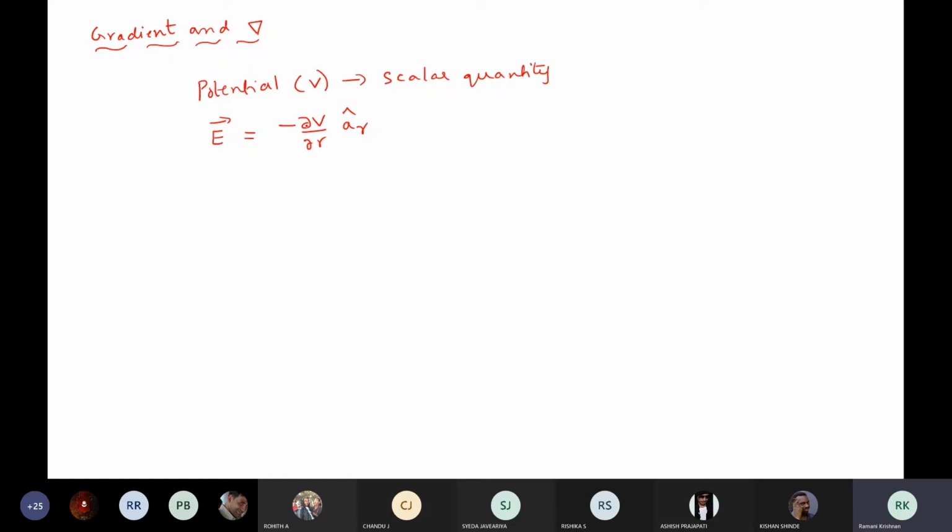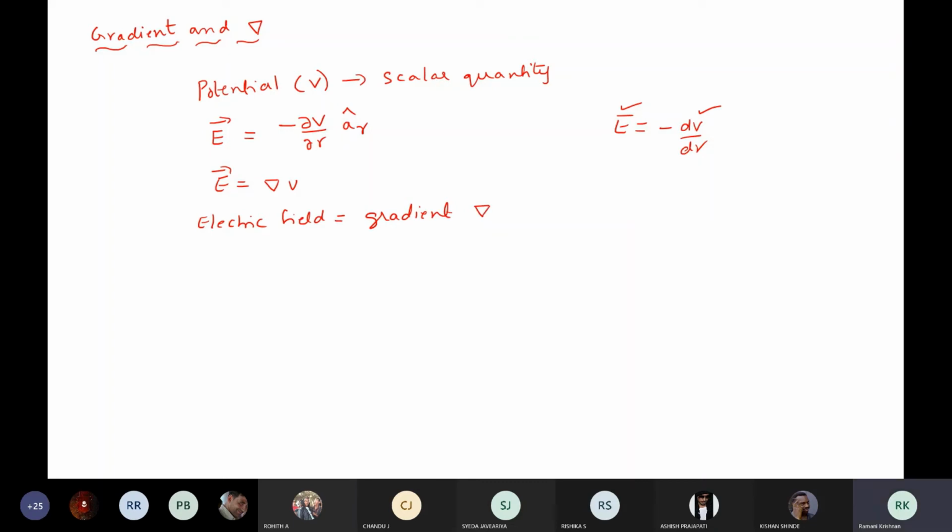you know the definition of electric field. Electric field is defined as minus dV by dr, or if the distance is t, you write dV by dt. So this is a scalar quantity, and when I do this differentiation, I get a vector quantity. Then what can I write? I will write E vector is equal to minus del V. So electric field is equal to minus grad V. Gradient of V is gradient, del.